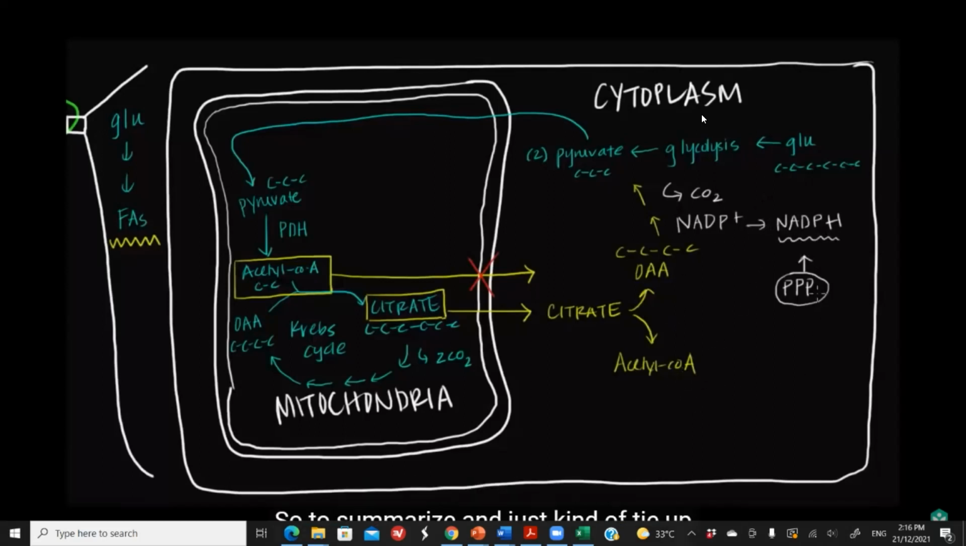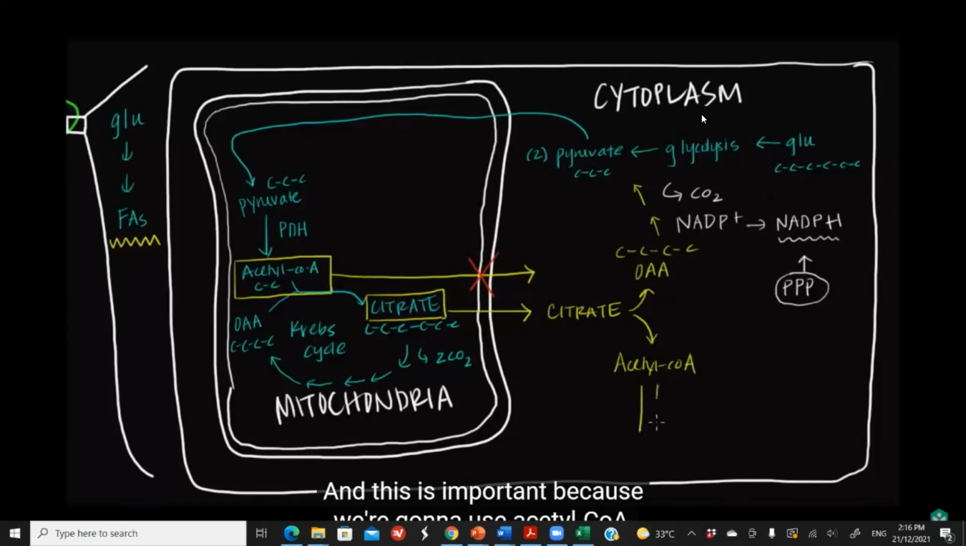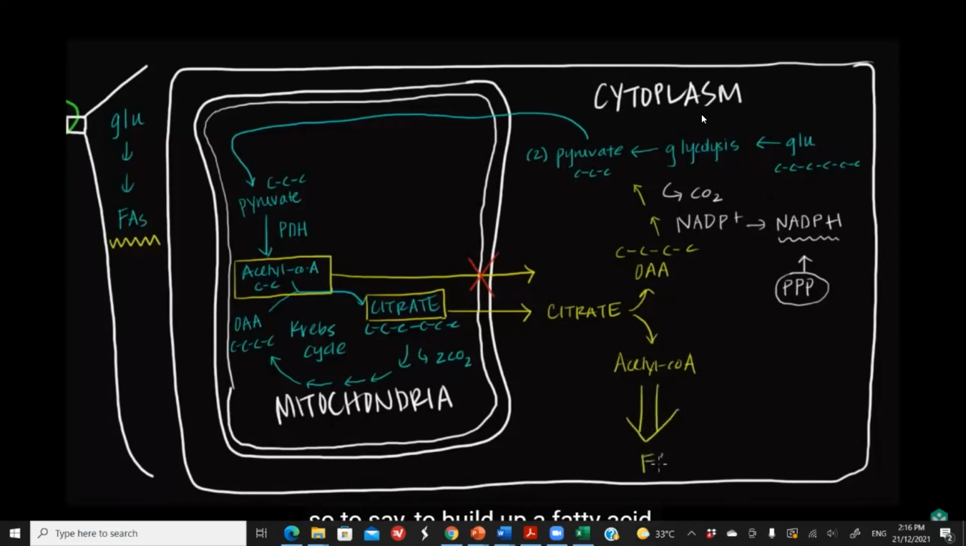So to summarize and tie up everything that we've just talked about here, we've been able to get acetyl-CoA into the cytoplasm where all of the enzymes necessary for fatty acid synthesis are located. And this is important because we're going to use multiple acetyl-CoA, a precursor molecule, so to say, to build up a fatty acid.